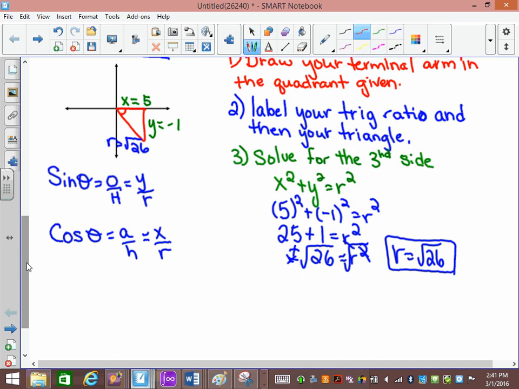y is -1. r is root 26. But remember from yesterday, I told you we can't have a radical in the denominator, right? We need to rationalize it. So we're just going to multiply the top and the bottom by root 26. And so we're going to get -1 root 26 all over 26 for sine theta. You find out cos. What would cos be?